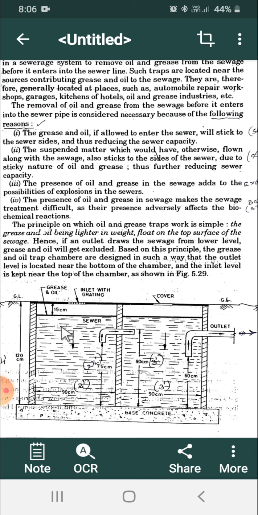Once the sewage or wastewater enters this, first of all we provide this structure before the wastewater reaches the main pipeline of the municipal sewers. Here we remove oil and grease from the sewage before it enters the sewer line. Remember it. It is necessary because of the following reasons. What are the reasons or factors to be considered?